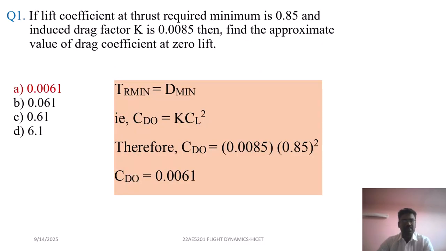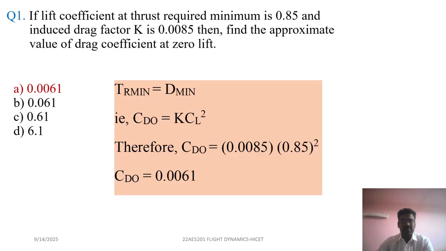The first problem is: if the lift coefficient at thrust required minimum is 0.85 and the induced drag factor K is 0.0085, then we have to find the approximate value of the drag coefficient at zero lift, that is CD naught. The multiple options are given. We have to find the right answer.